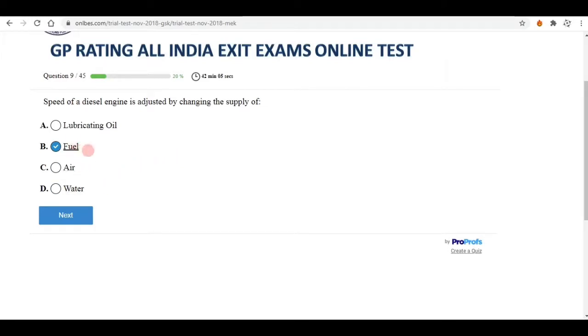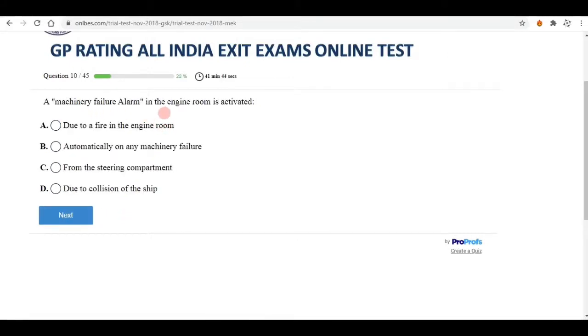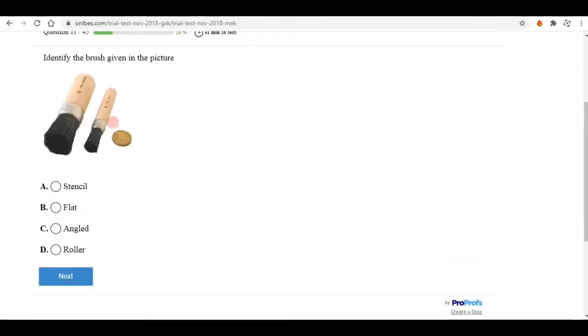I guess it should be between the fuel and the air. So I'll go with fuel, because when we provide more fuel, but we provide more compressed air also. So let's see, I'll go for fuel. Then a machinery failure alarm in the engine room is activated automatically on any machinery failure. This brush is called a stencil brush.